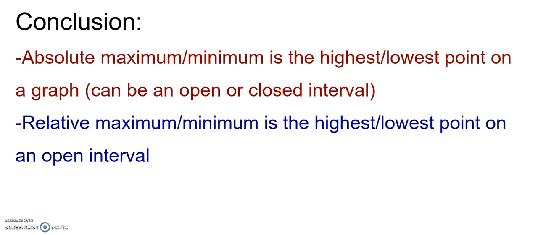All right, so we want to understand absolute maximums and minimums are the highest or the lowest point on a graph. It can be an open or a closed interval. A relative maximum or minimum is the highest or lowest point on an open interval. So that's really the difference.